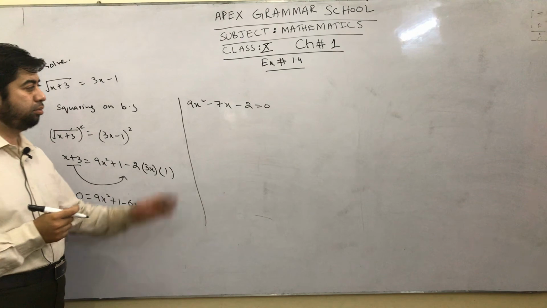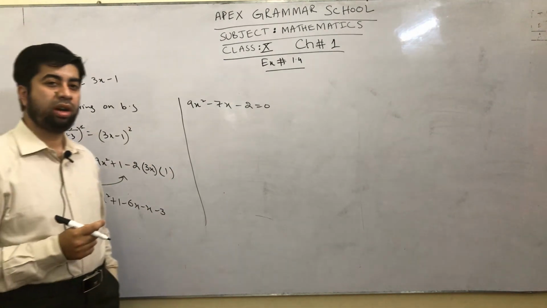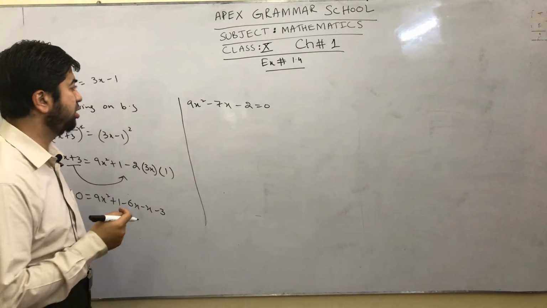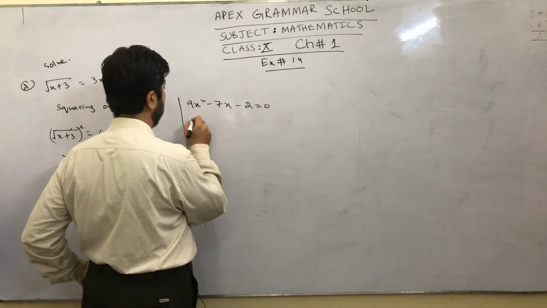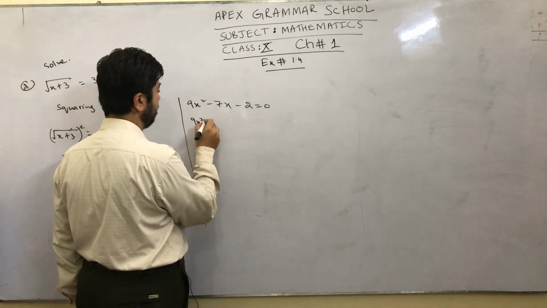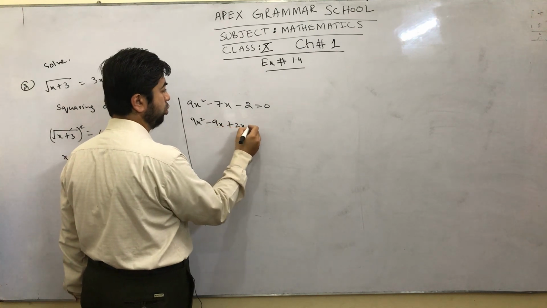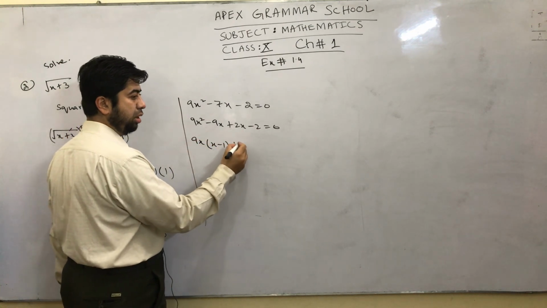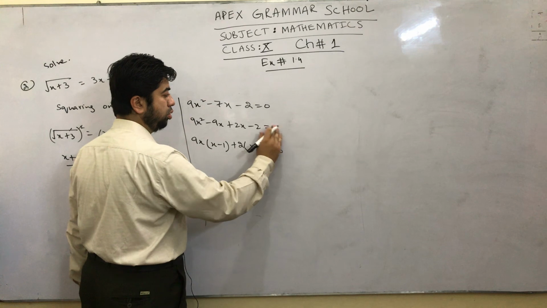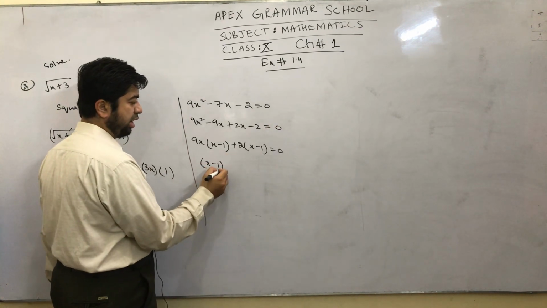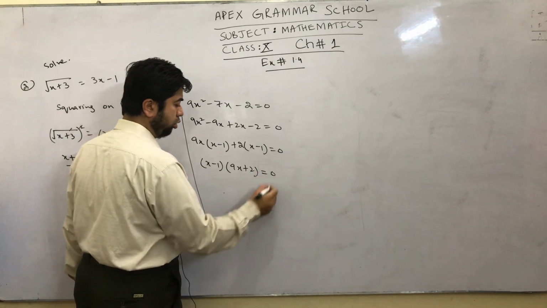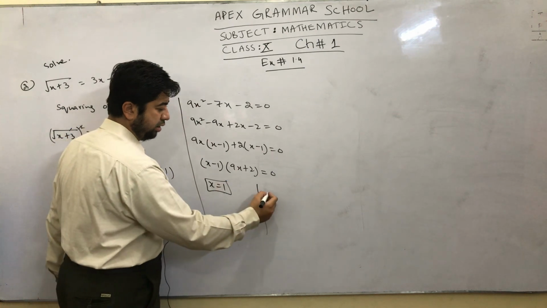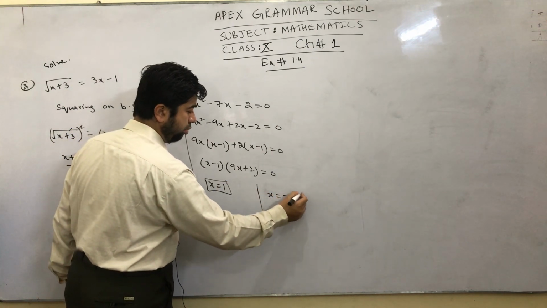Now this is again the quadratic equation. You can apply the quadratic formula here, or you can just simply factorize it on your own. 9x square minus 9x plus 2x minus 2 is equal to 0. What is common here? 9x, then x minus 1, then plus 2, x minus 1 is equal to 0. So x minus 1 and 9x plus 2 is equal to 0. This is x is equal to 1 and this will be x is equal to minus 2 divided by 9.